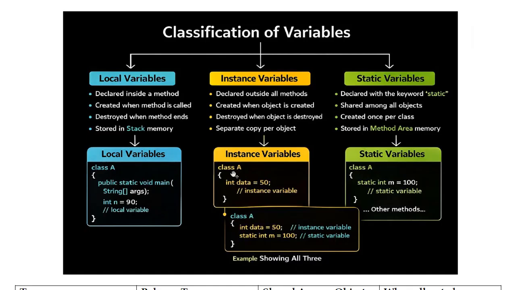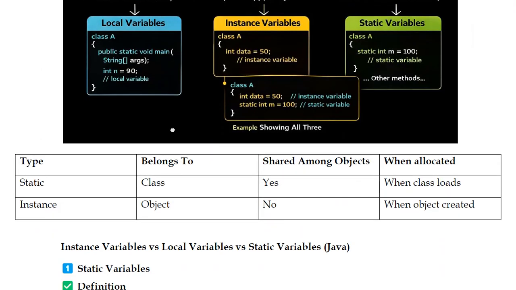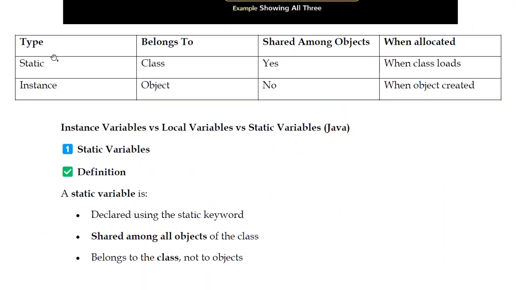Let's get started. In our previous session, we discussed the overview of the classification of variables: local variable, instance, and static. Now we'll discuss each and every variable with real-time examples. Definitely, it will be useful in projects and also from a placement perspective. So kindly make a note of it.